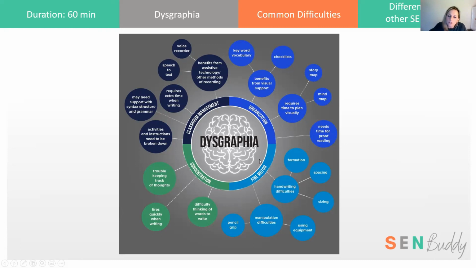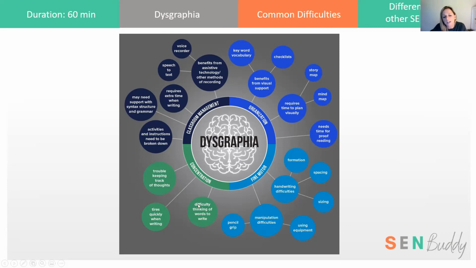So this is a fine motor skill. They have difficulties manipulating objects, so difficulty with a pencil grip, difficulty using equipment. Those are quite dyspraxic features, aren't they? So I think that's why we've got to be a little bit careful. Handwriting difficulties: formation of letters, spacing of letters, and sizing of letters. So that's important. Concentration: trouble keeping track of thoughts, tires quickly when writing, difficulty thinking of words to write.